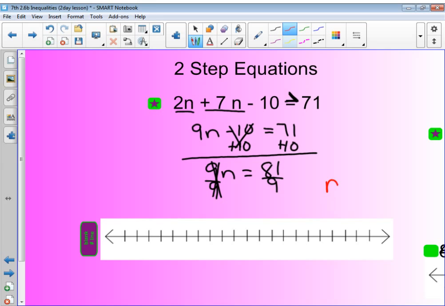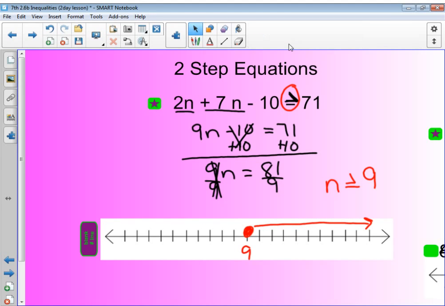So I have n is greater than or equal to 9. I'm going to go to 9, so we'll just say this is my 9. And I'm going to do a colored in circle, because it's also equal to. And n is being eaten, so it's the bigger number. Bigger numbers fall to the right. So we would get something that looked like that.